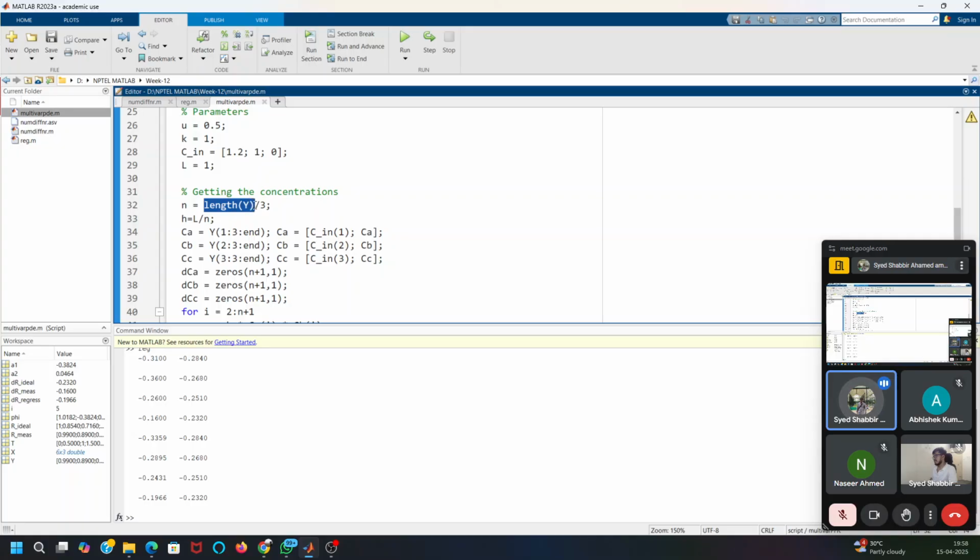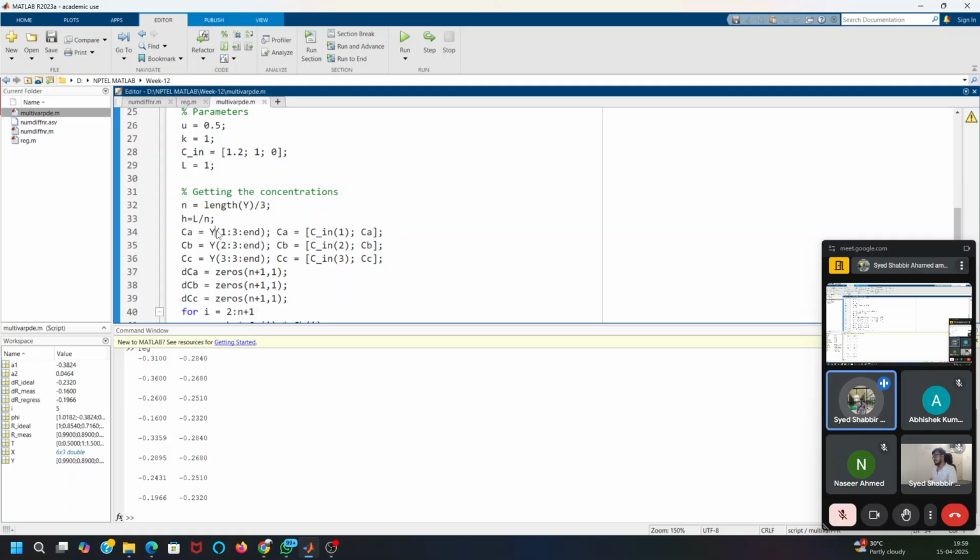The length of y will be 3n, right? So 3n is the size of y. So we have to get the number of segments. If we divide it by 3, you will get the number of segments, which is n. And again, you have to get the step size, which is L by n. And we will have CA. Initially, we'll take only the values which we are calculating in this solution vector.